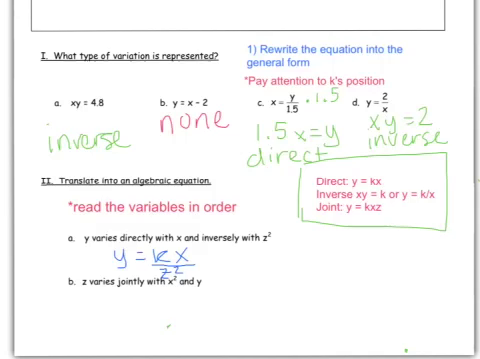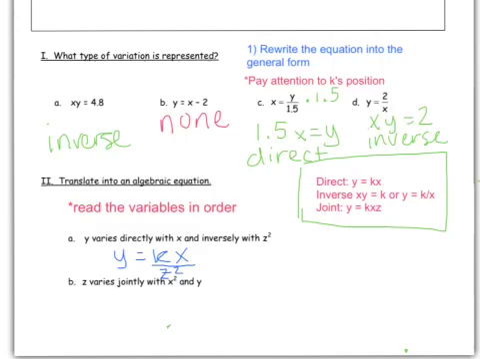So the equation we're going to write for this is y equals k times x on the top divided by z squared. Now, like I was saying, if you don't read the variables in order, you're not going to know what to put where. So y varies directly with x. You also need to remember to put that k in there, and inversely with z squared.